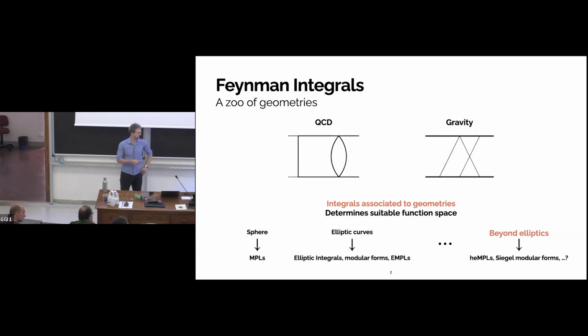This is something that has been explored only very recently. Siegel modular forms are also relevant. These are a natural generalization of modular forms. But as you can see here, the question of what function spaces are good for these integrals beyond elliptic is still a bit of an open problem.